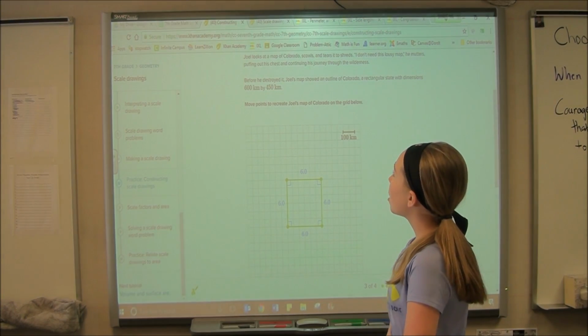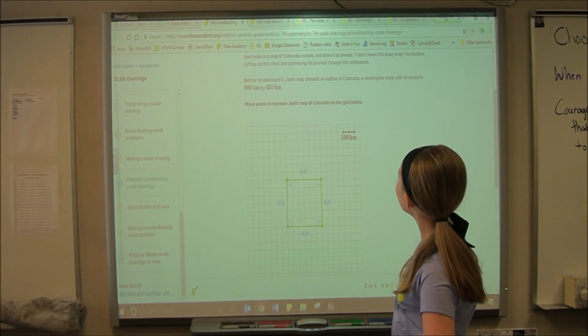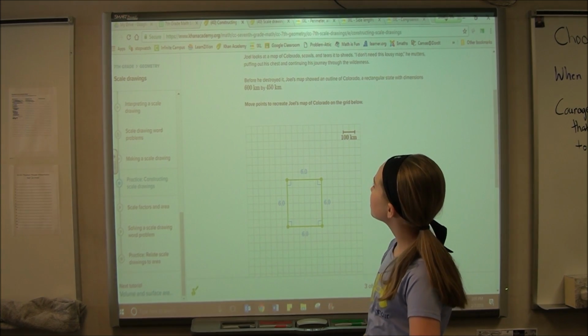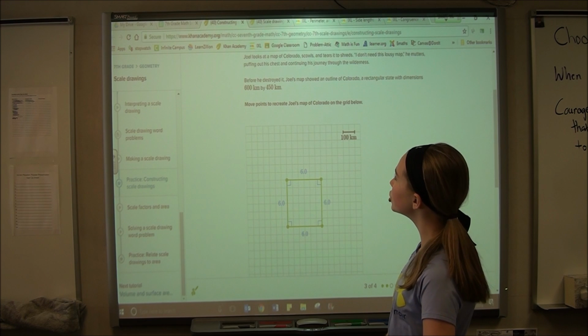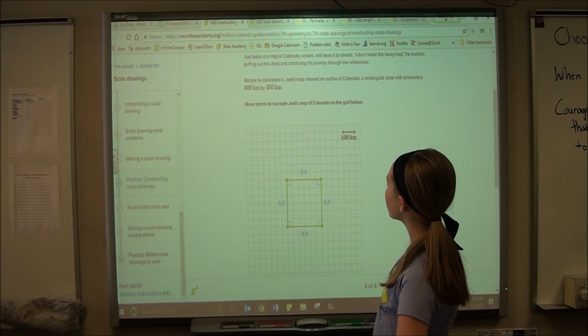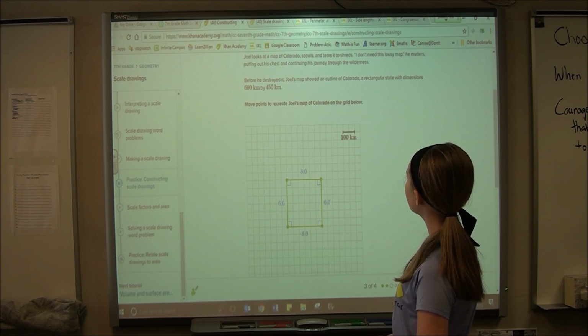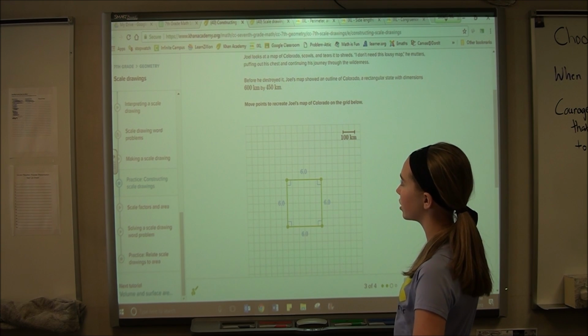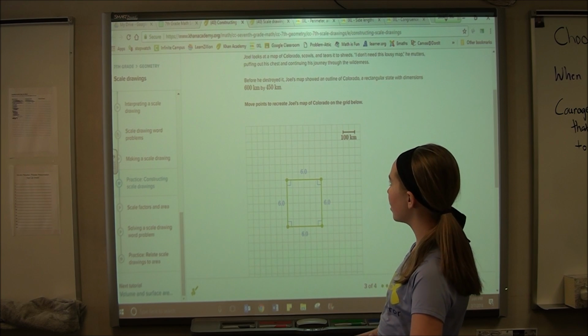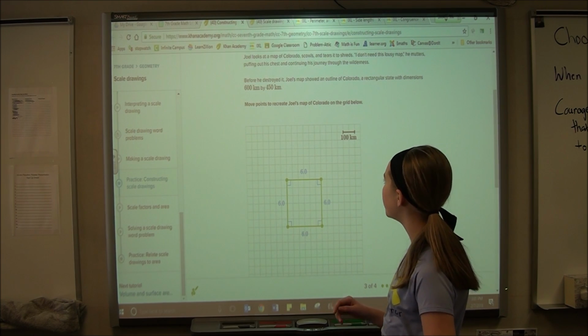Joel looks at a map of Colorado, scowls, and tears it to shreds. I don't need this lousy map, he mutters, puffing out his chest and continuing his journey through the wilderness. Before he destroys it, Joel's map showed an outline of Colorado, a rectangular shape with dimensions 600 kilometers by 450 kilometers. Move points to recreate Joel's map of Colorado on the grid below.